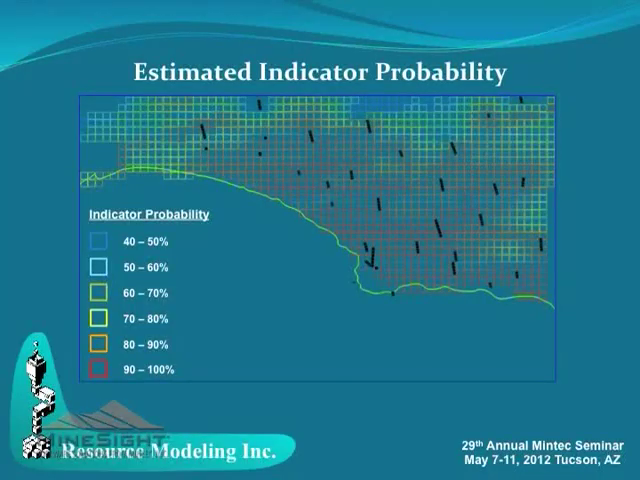So this is just a plan view of a block model showing that estimated probability in 10% probability increments, with the warmer colors being much more probable that that block is above cutoff grade.